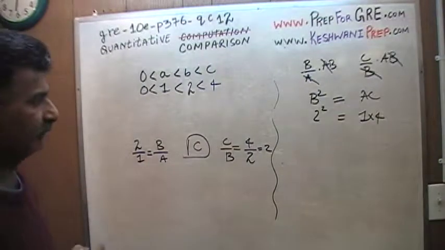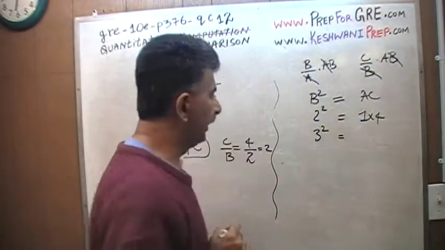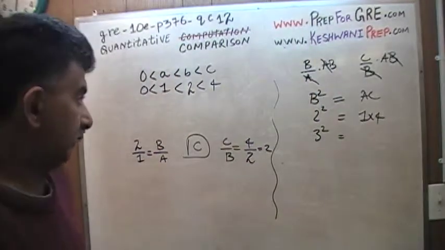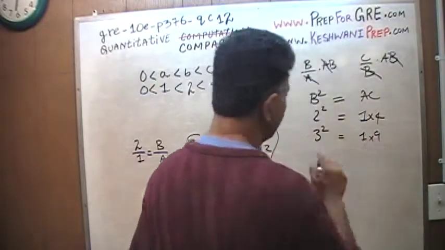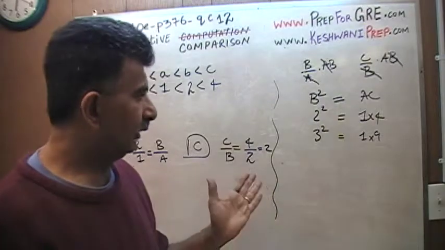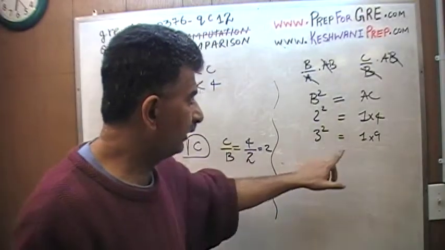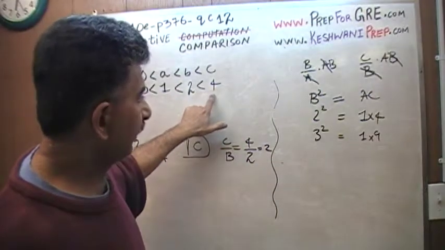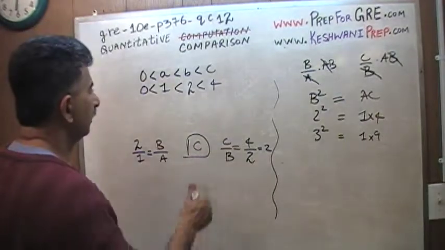What other possibilities would there be? We have 2 squared, let's try 3 squared. 3 squared is 9. How can we break up 9? Oh, there you go, 9 times 1. But that would not work, the only factors of 9 are 1 and 3. So 3 squared would be 1 times 9, but that would not work here because C would have to be 9, A would have to be 1. Oh, this would work actually.